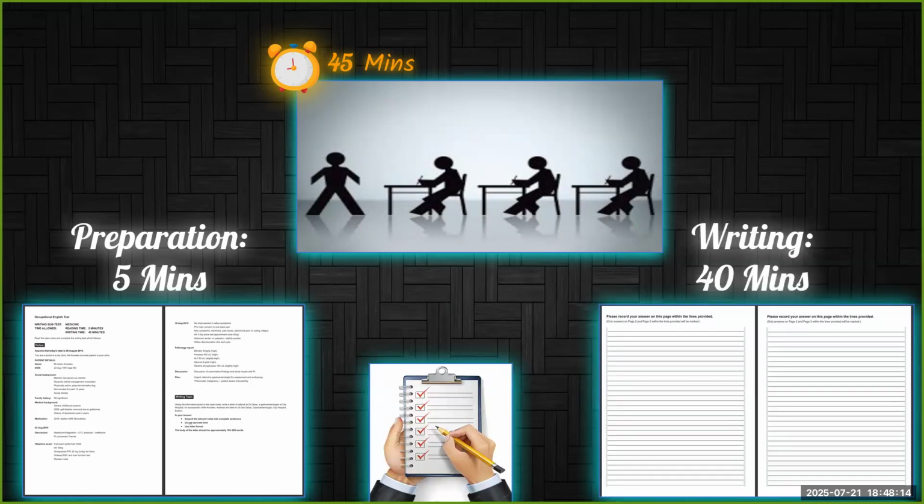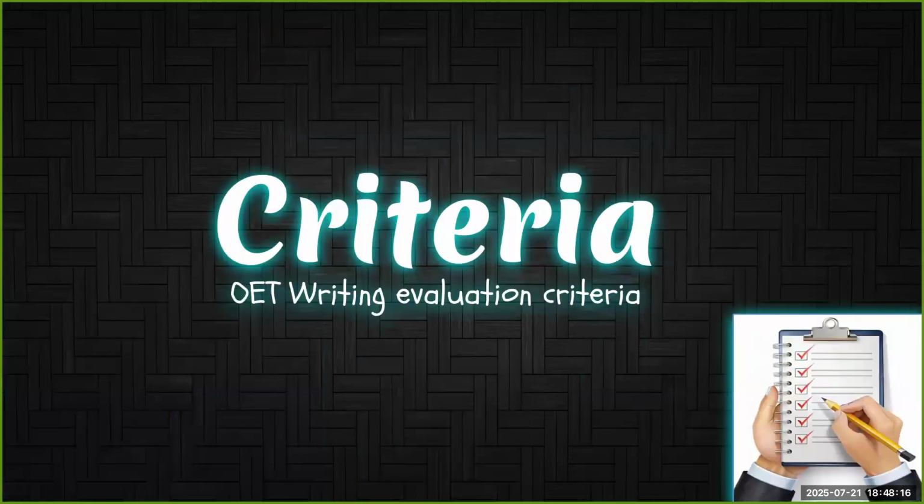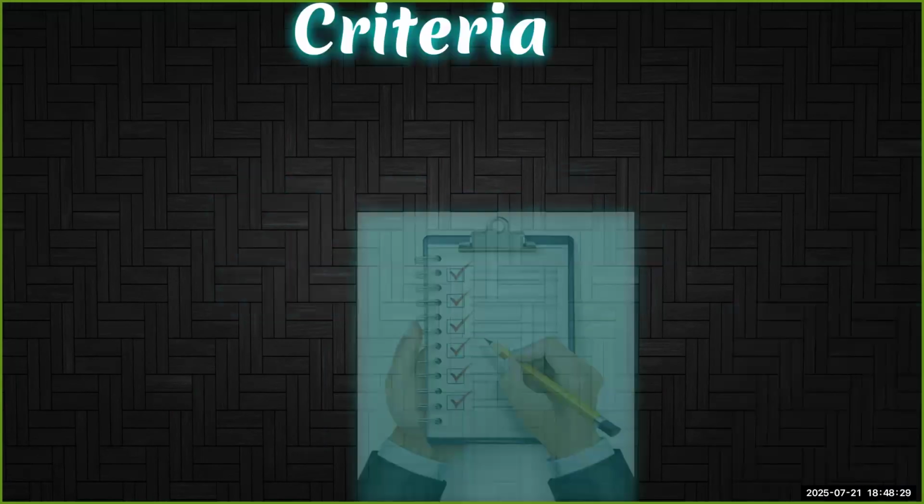Now, the person evaluating your writing doesn't do that based on personal preference. He does that according to a set of criteria, which we're now going to talk about. So what are the OET writing evaluation criteria? Well, first of all, let's see what the criteria are. Then let's talk about each one of them briefly.